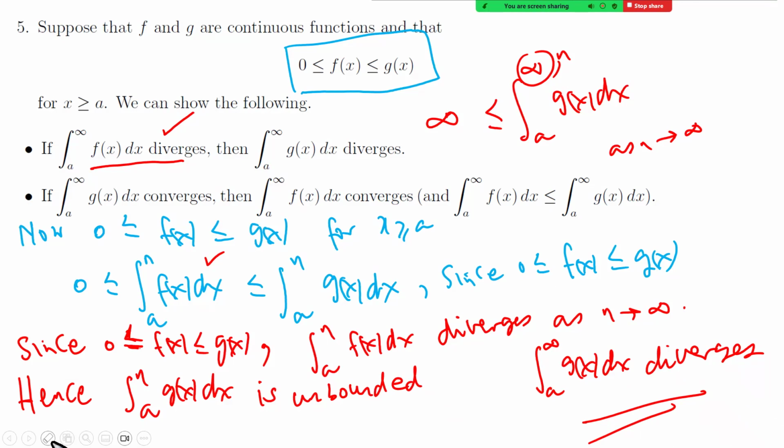Can write here, it is unbounded as n approaches infinity. So we've proven this case here. Moreover, if f diverges, then g diverges. But if g converges, the big one converges, then f also converges.